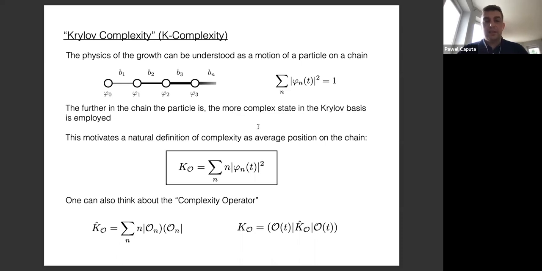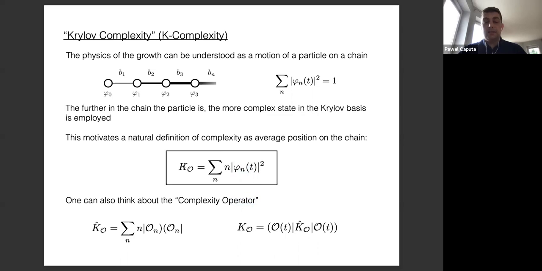This motivated people in many-body systems or condensed matter to define this notion of K complexity, or Krylov complexity, as basically the average position of this particle on the chain. This is some kind of physical motivation of how you could represent the complexity of a certain operator. In other words, I'll be talking about K_O as a sum over these probabilities, an expectation value of n, or average position on this chain, for any given model defined by this amplitude phi n of t.